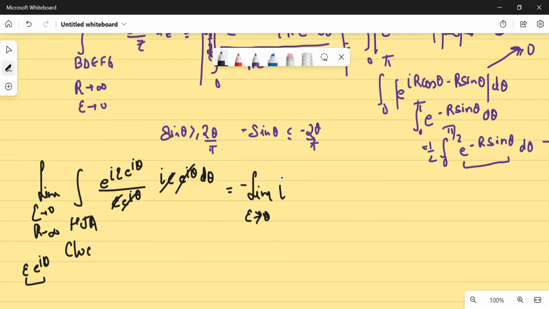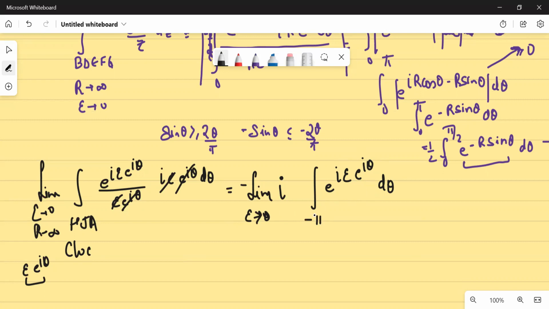Is that clear? Iota comes out. Integration of e to the power iota epsilon e to the power iota theta, and this is d theta. You can see that this integration depends on theta. Epsilon is just a constant here. So you can take this limiting value inside also, because epsilon is nothing but a constant. You're not playing anything with the variable, and you're saying already that epsilon tends to 0. So you can take this epsilon inside. Epsilon tends to 0, this entire thing will become e to the power 0, and e to the power 0 is 1.